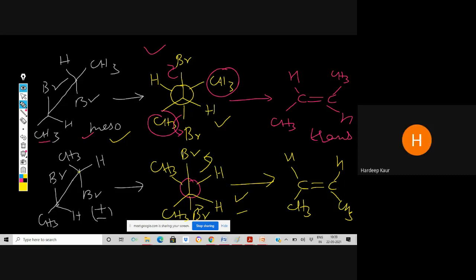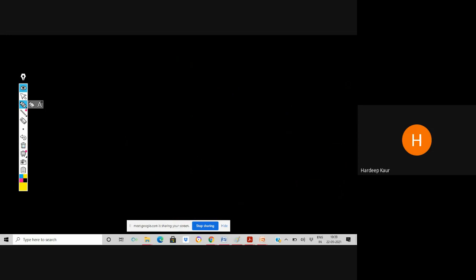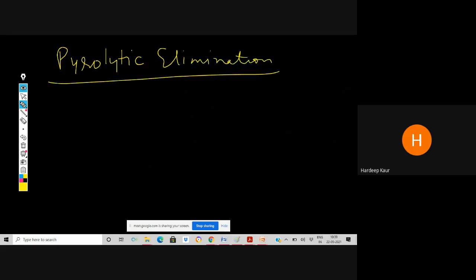Now let us take another example of acyclic systems, that is pyrolytic elimination. So दोनों example elimination reactions दी हैं.